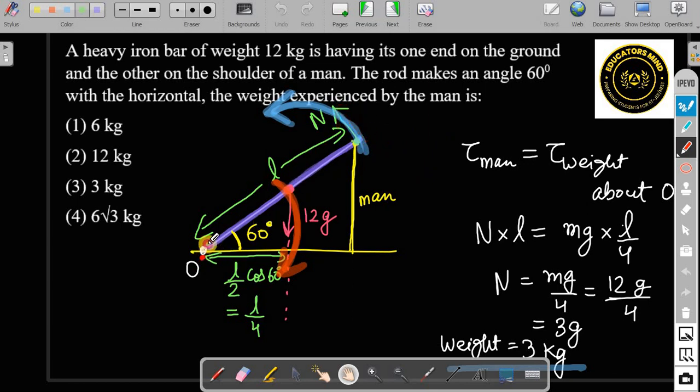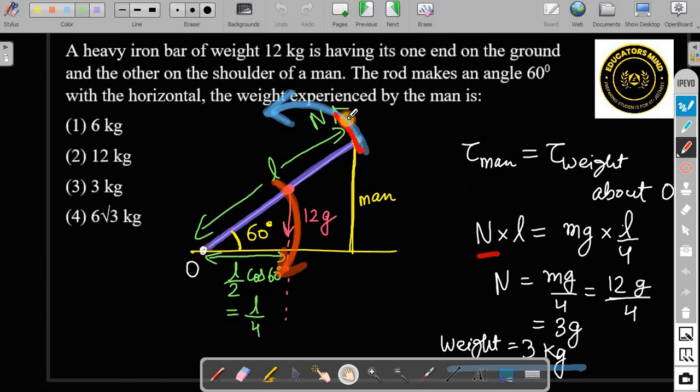So here you can consider the equilibrium of the rod. So the net torque on the rod is 0. The torque is created by this normal. This torque will make it rotate anti-clockwise, and its weight will try to make it rotate clockwise. You balance the torque of the weight and the torque due to the man about this point.